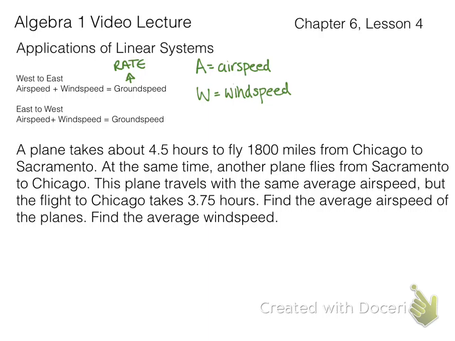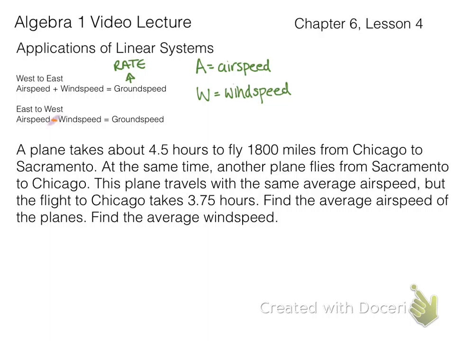Okay, so very quickly, you need to understand that the airspeed plus or minus the wind speed, and that's actually supposed to be a minus. That's a minus. There we go. So the airspeed plus the wind speed equals the ground speed if you are heading from west to east. If you're heading from east to west, your airspeed minus your wind speed is your ground speed.